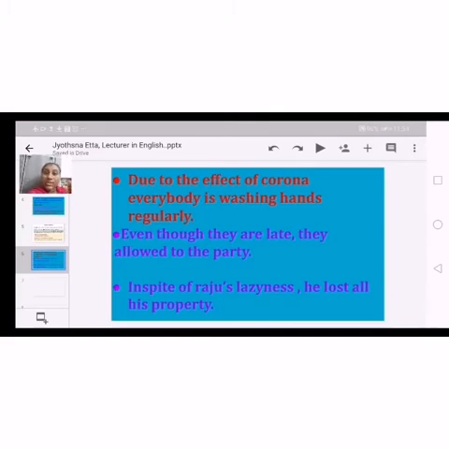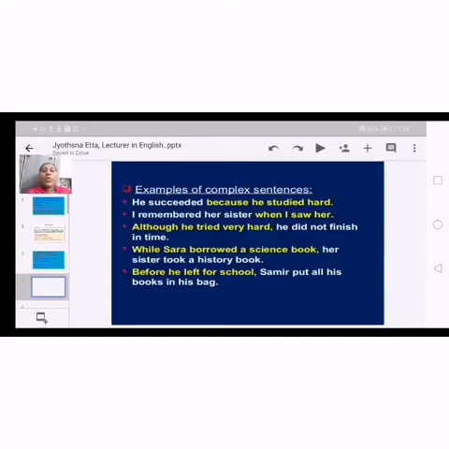Why, what, when, how, what. Okay, so the second one will fulfill that, will complete that. So the two sentences correlate with each other. Okay, so this is complex sentences and some more examples.